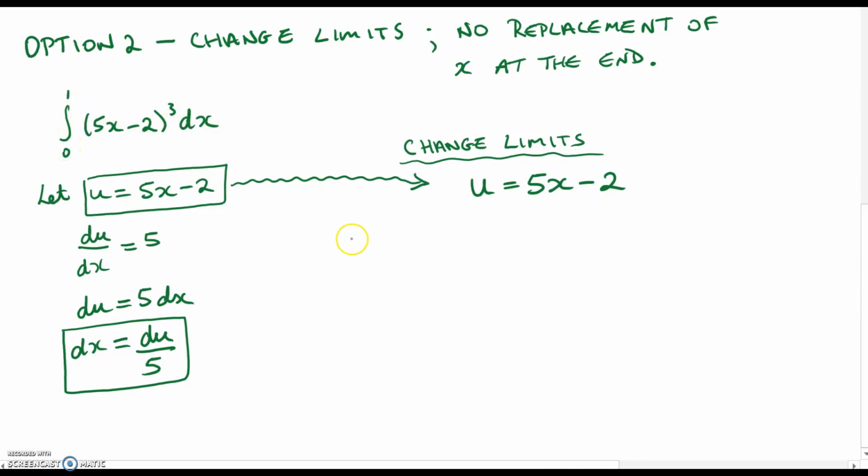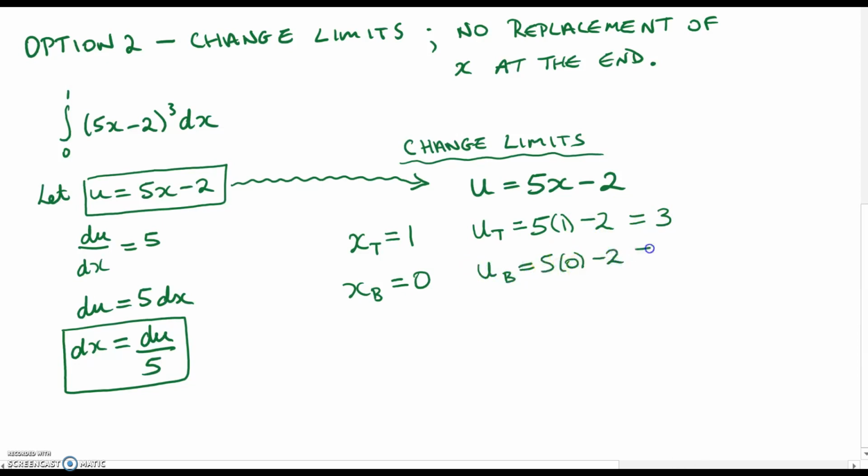So I'm going to call those xt for the top limit, xb for the bottom limit. So xt is equal to 1, and xb is equal to 0. Now, that would mean that in terms of u, the top limit is 5 times 1 minus 2, which is equal to 3. And the bottom limit in terms of u is 5 times 0 minus 2, which is equal to negative 2.